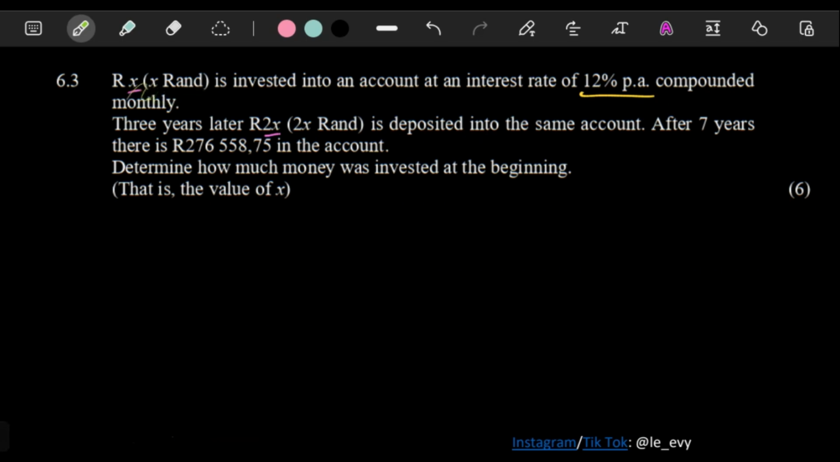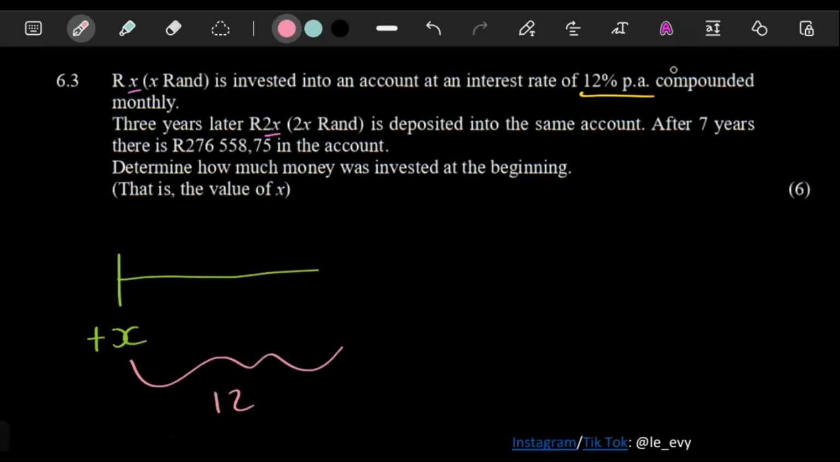So for example, in the beginning, they said money is invested. So in the beginning here, you add money. You don't know how much it is. But then that money is invested into an account with this specific interest rate. So the interest rate in this time period is 12% per annum compounded monthly.